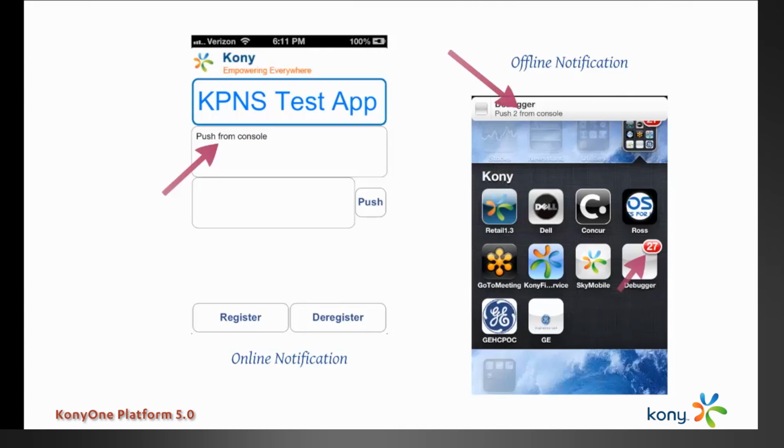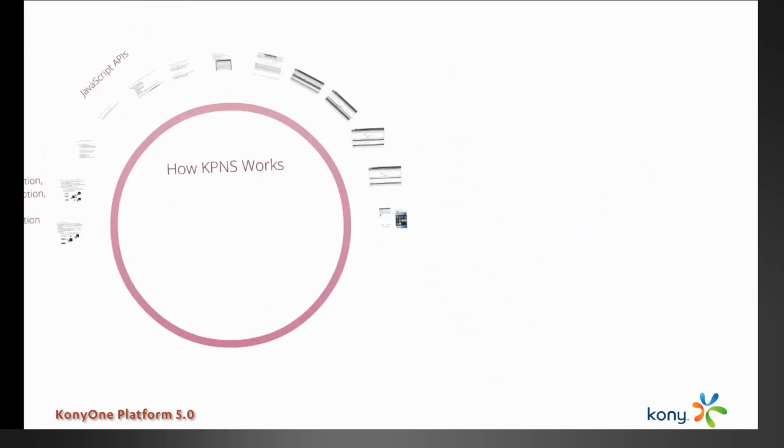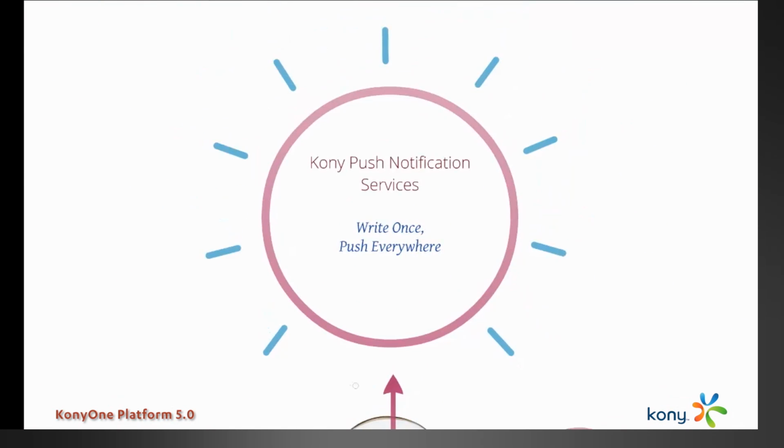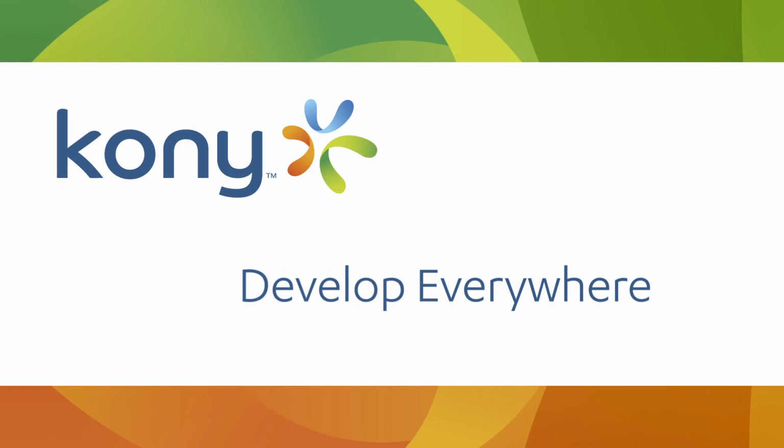Here's two screenshots from an actual device. On the left, you see a KPNS test app that has received an online push notification. On the right, you see the same app, once registered, can receive offline notifications along with badges, sounds, and banners. Kony Push Notification Server gives you the ability to write once and push everywhere with ease. Thank you.